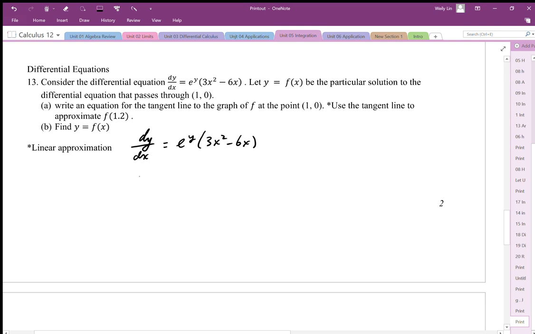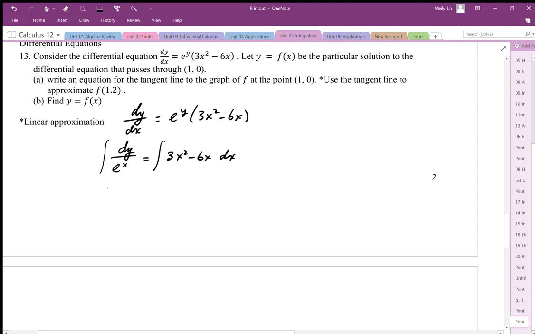So I'm going to write this as dy over e to the x is equal to 3x squared minus 6x. Put the dx on this side, and I can integrate both sides. Now when I'm integrating this, I'm just going to rewrite this as e to the negative y. That's e to the y, just make sure that's clear. So I'm going to write this as e to the negative y dy, and I'm going to integrate this side.